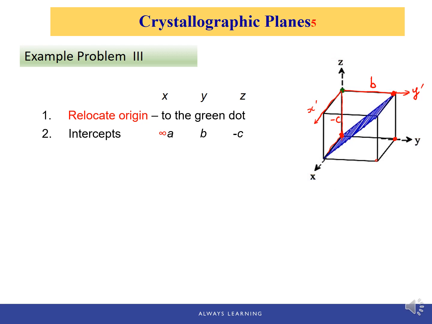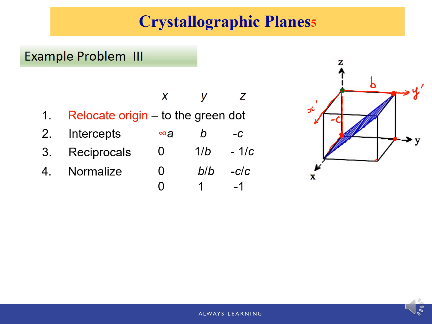Okay, and then next we're going to take the reciprocals. The reciprocal of infinite is 0, and for the y component, 1 over b. For the z component, negative 1 over c. Step 4, I'm going to normalize by multiplying by a, b, and c respectively. So the answer will be 0, 1, and negative 1.